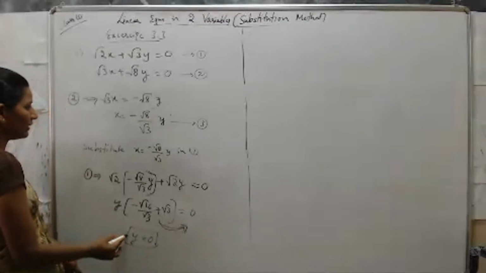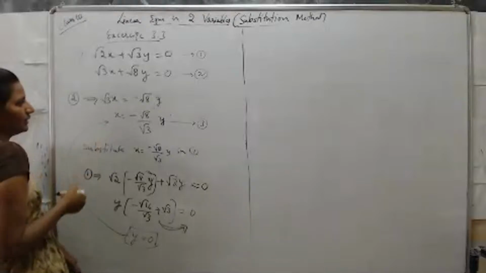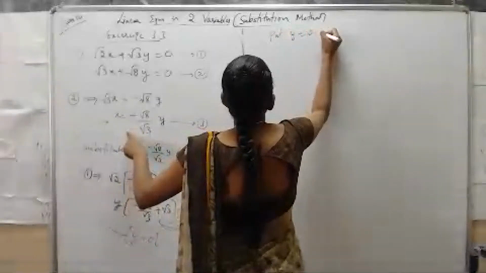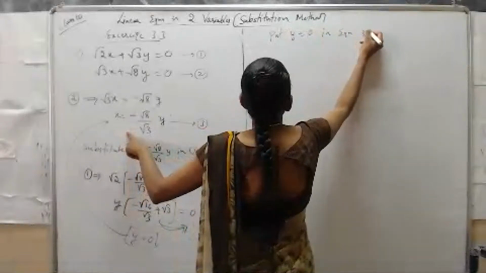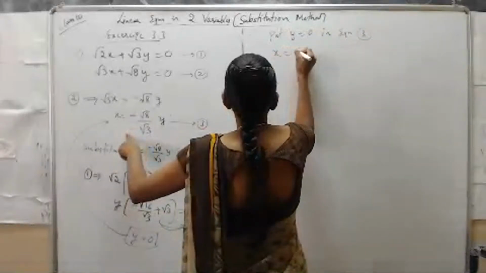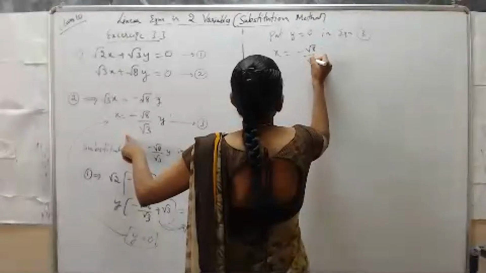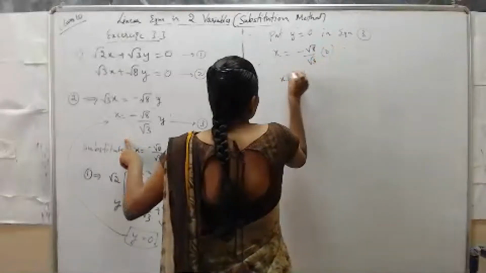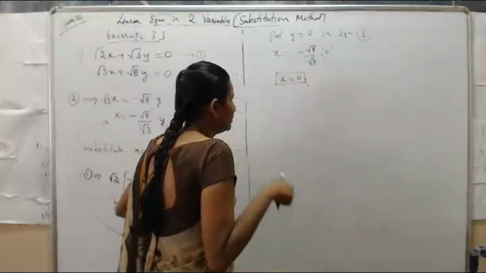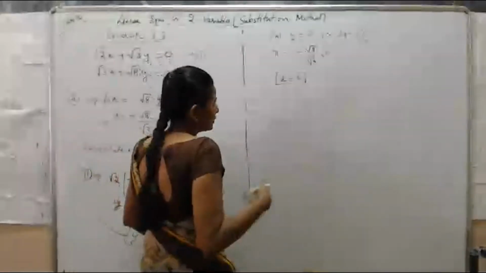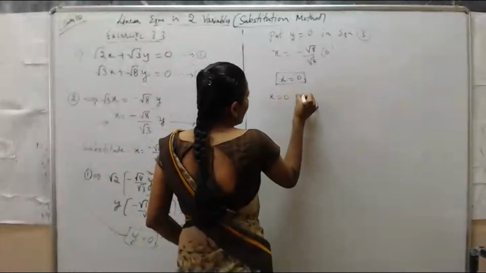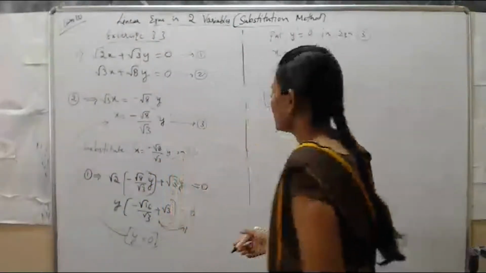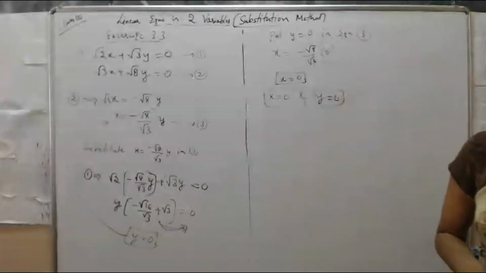Put y is equal to 0 in equation 3. You will get x is equal to minus root 8 by root 3 into 0. Therefore, x is also equal to 0. Therefore, what are the solutions? x is equal to 0 and y is equal to 0 are the solutions.